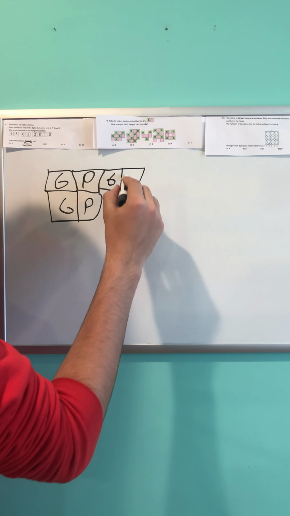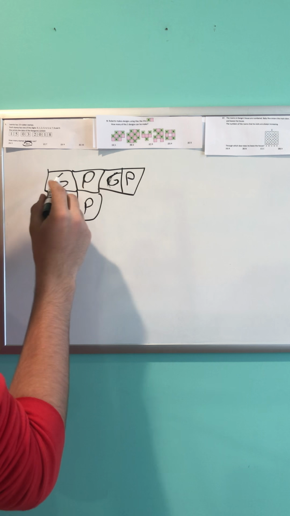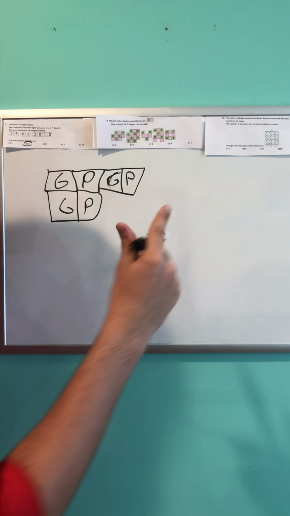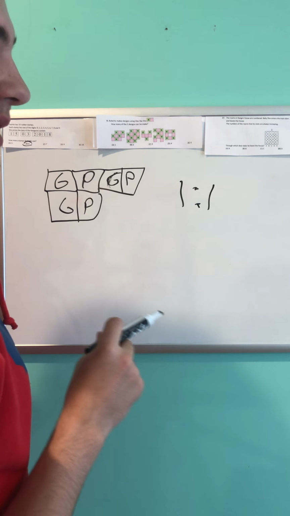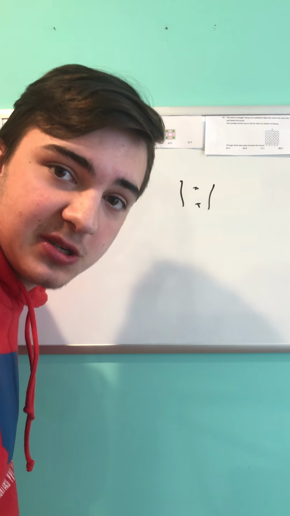Here's another green, and here's a pink. Right? So as you can see, we went 1 green, 1 pink, 2 green, 2 pink, 3 green, 3 pink. And that's because they're in a ratio of 1 to 1. Whenever there's 1 green, there's 1 pink. So that means that there has to be the same amount of green as there is pink.